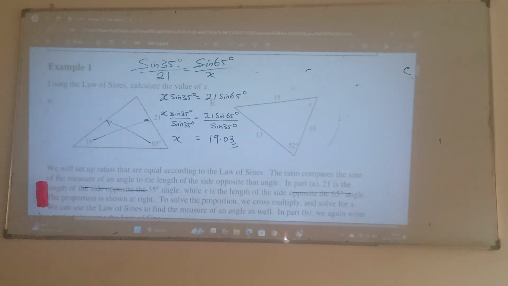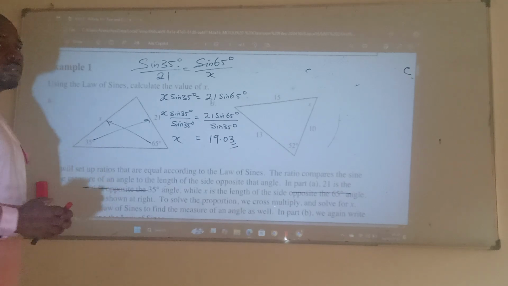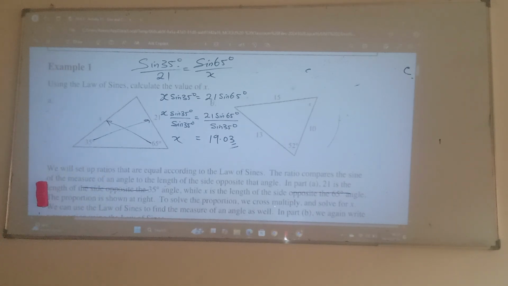Now, let's look over here. Actually, wait. Any question? Do it quickly. What do you get? 21 multiplied by sine 65 upon sine 35. What do you get?